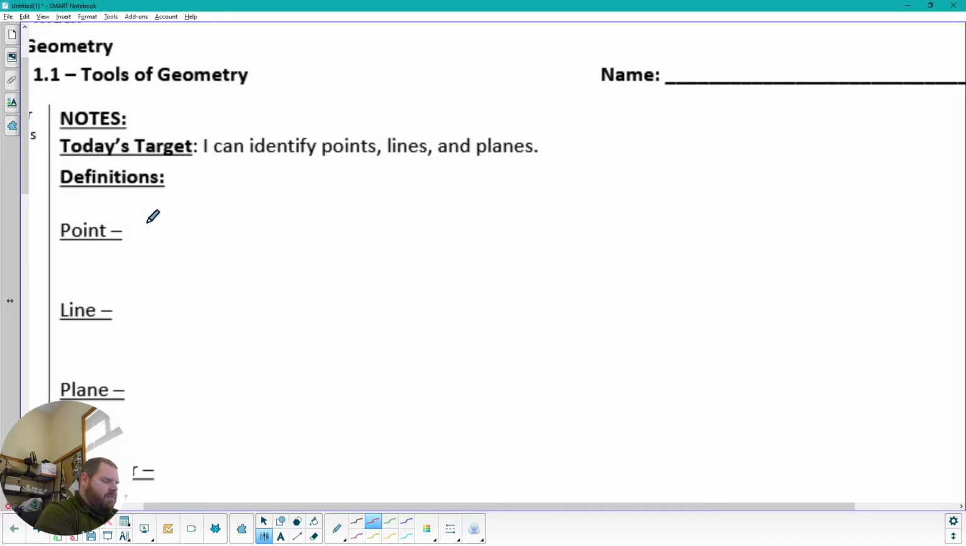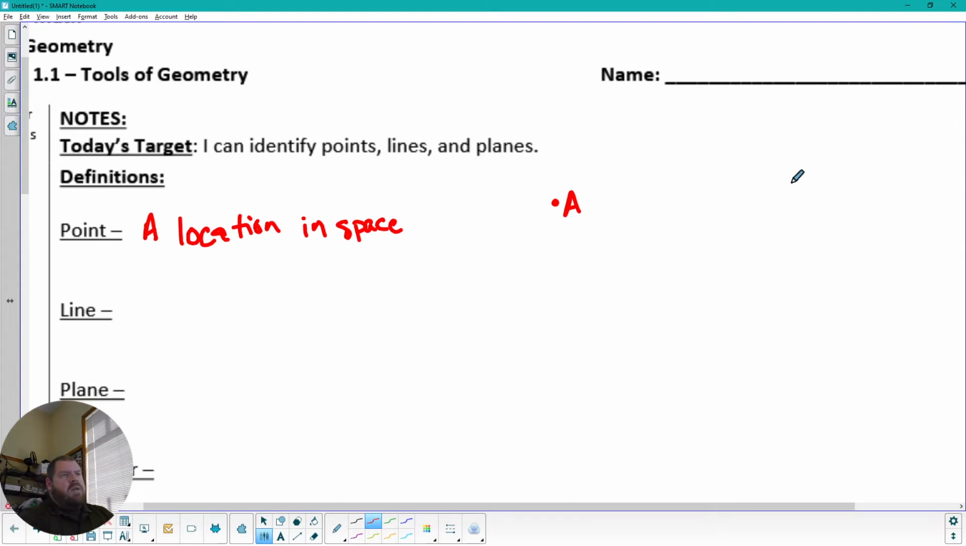A point is a location in space. There's no size. We have to draw the point, but there's no width, no length, and no height. There are really no dimensions, and that's why a point exists in 0 dimensions.